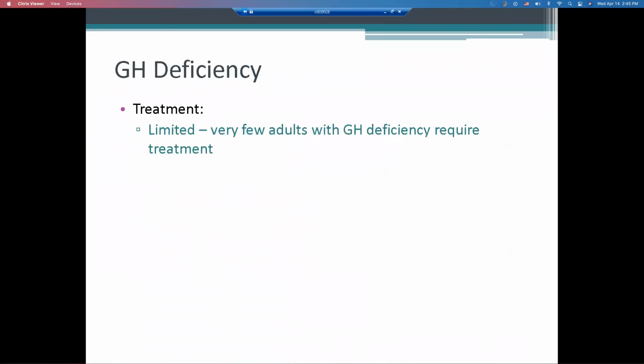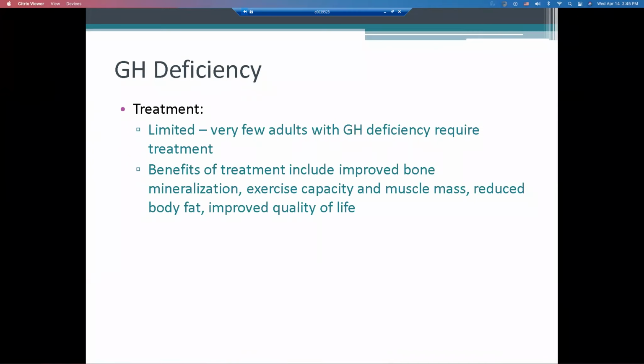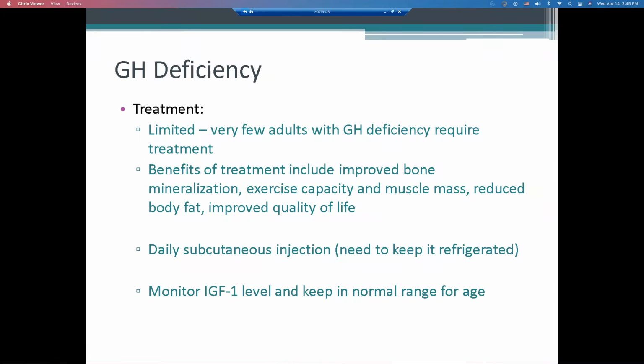Growth hormone deficiency treatment has limited efficacy, and very few adults with growth hormone deficiency require treatment. Benefits of treatment may include improved bone mineralization, exercise capacity, and muscle mass. It can reduce body fat, but not to the degree that you or the patient might think, and it can improve quality of life. The problem is that it's very expensive and it's a daily subcutaneous injection. So that's another reason for not opening that door in general. You monitor the efficacy of treatment by measuring the IGF-1 level.